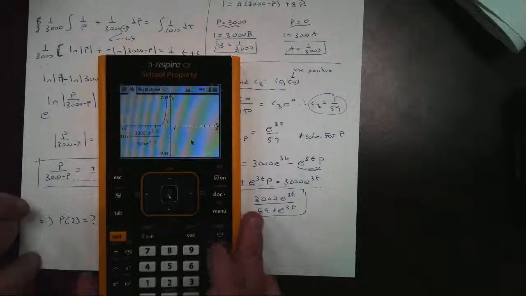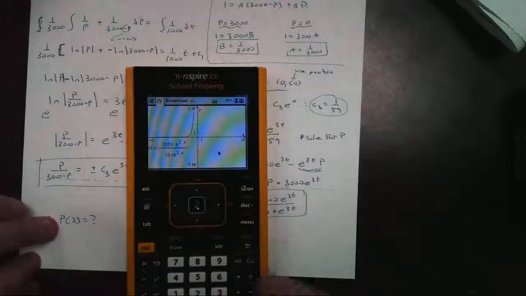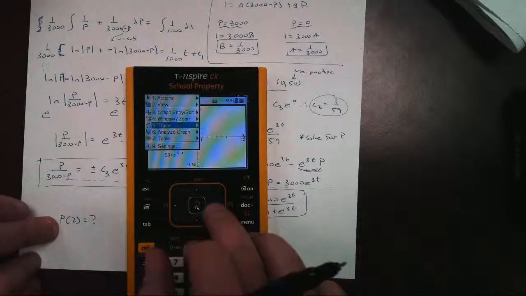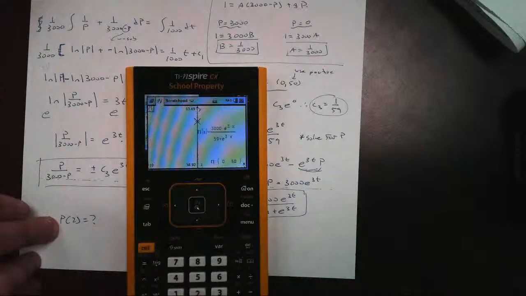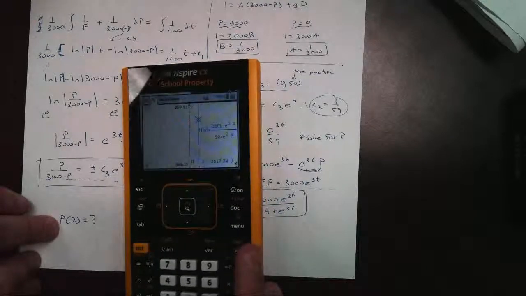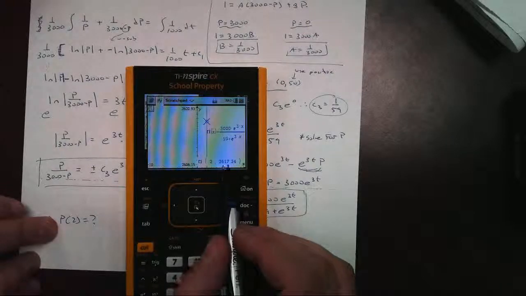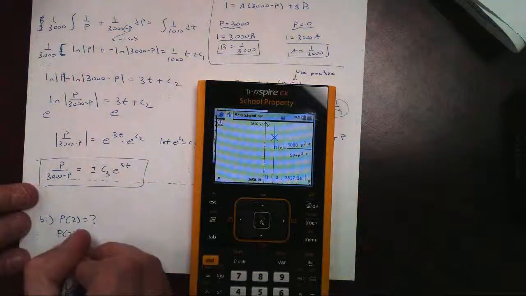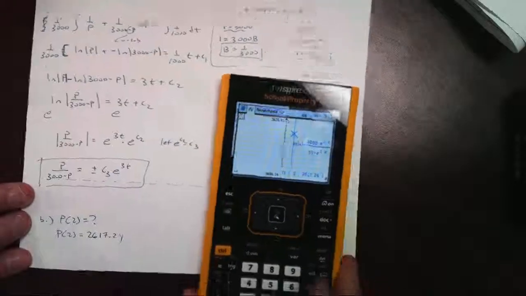There it is. And I want to find the value at 2. I'm going to go menu, trace, graph trace. I'm going to type in x equals 2. Hit enter. Oh, there it is. 2617.24. So in 2 days, 2,617.24 people are going to have the flu.